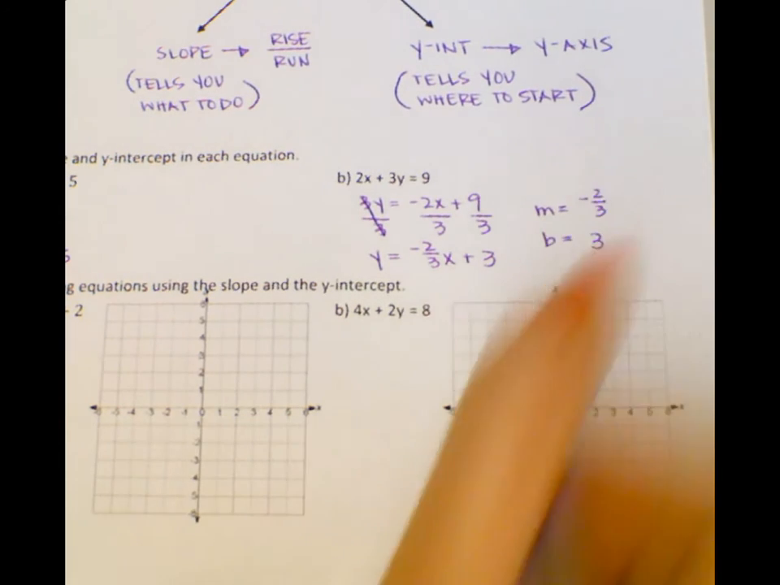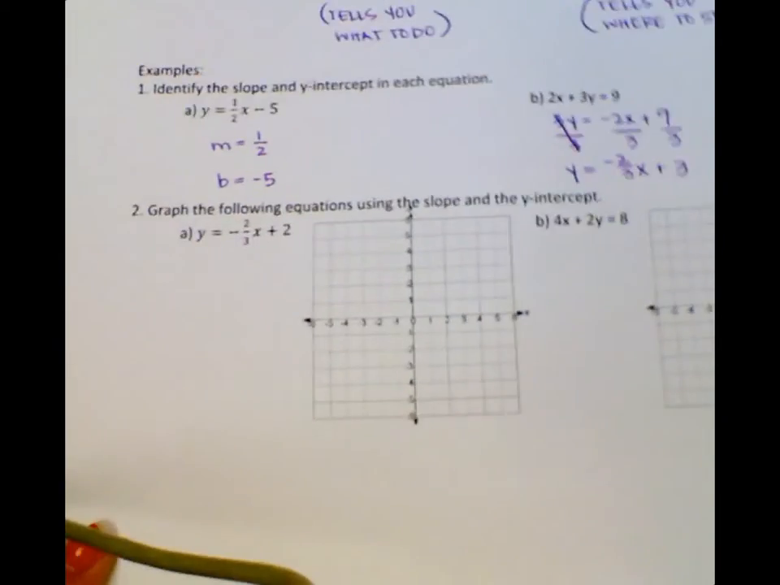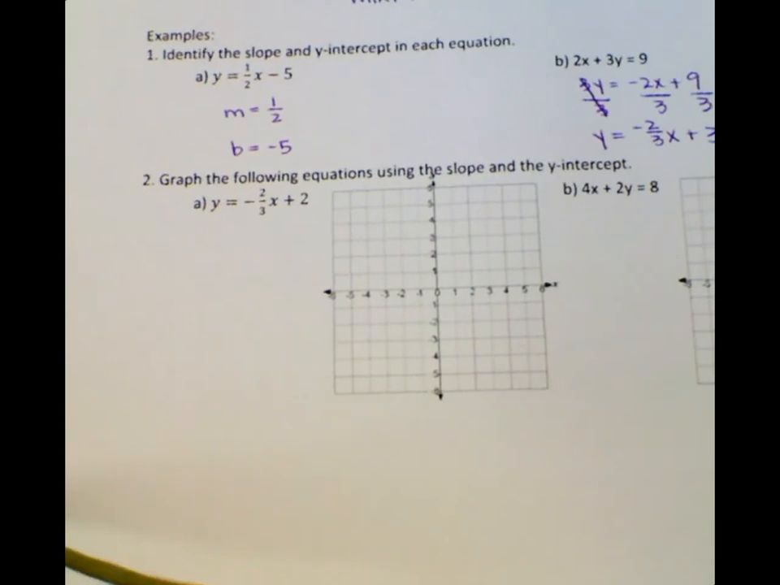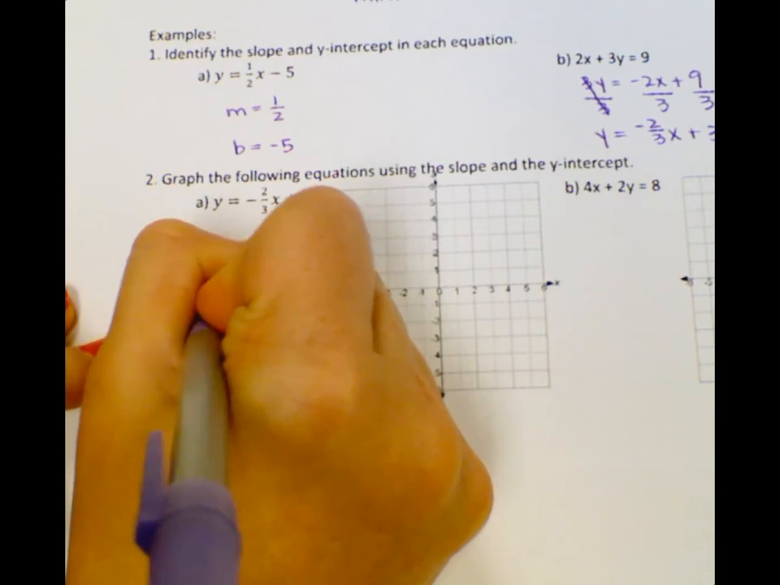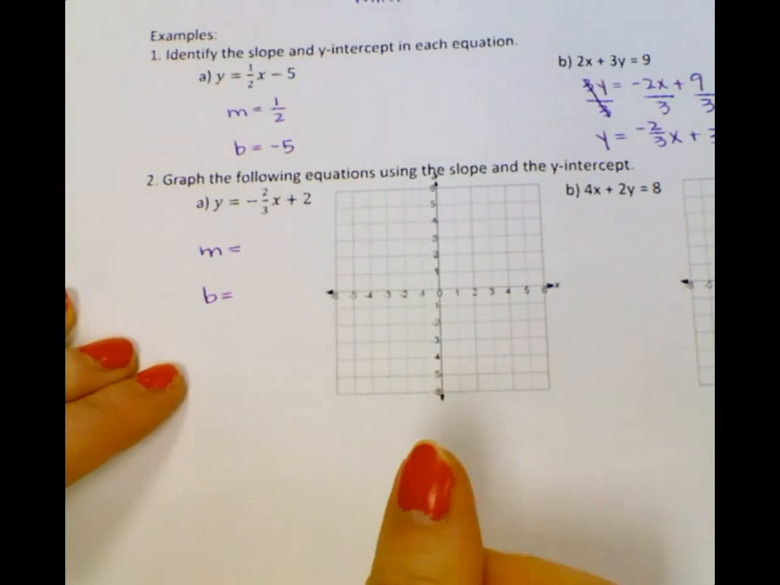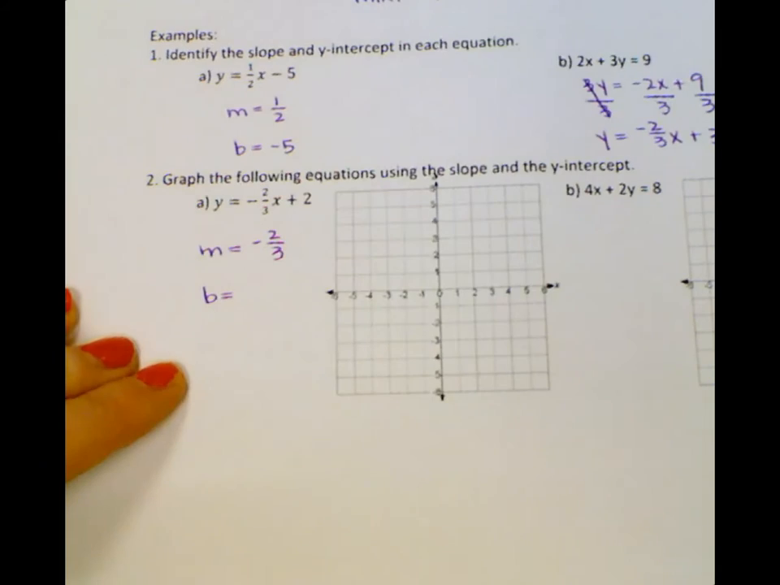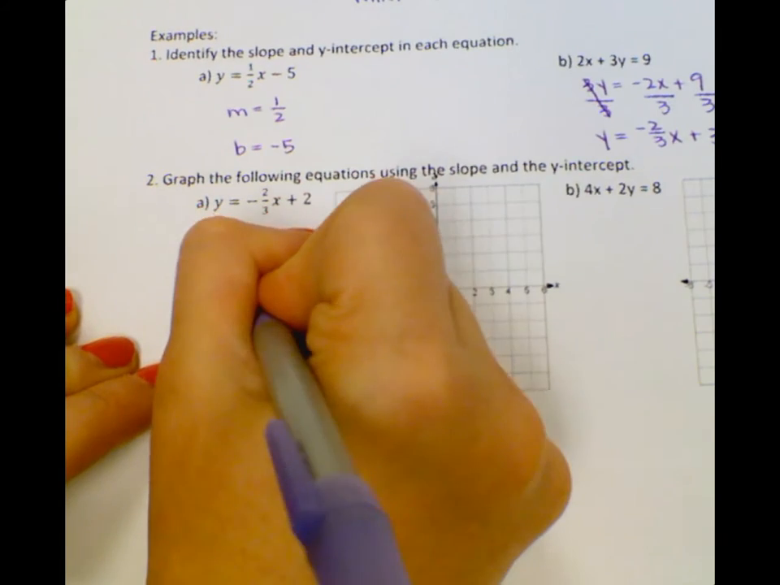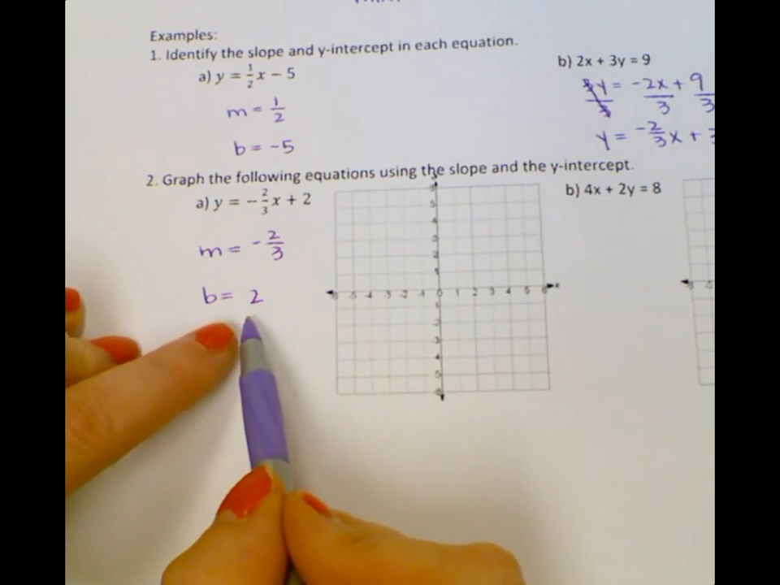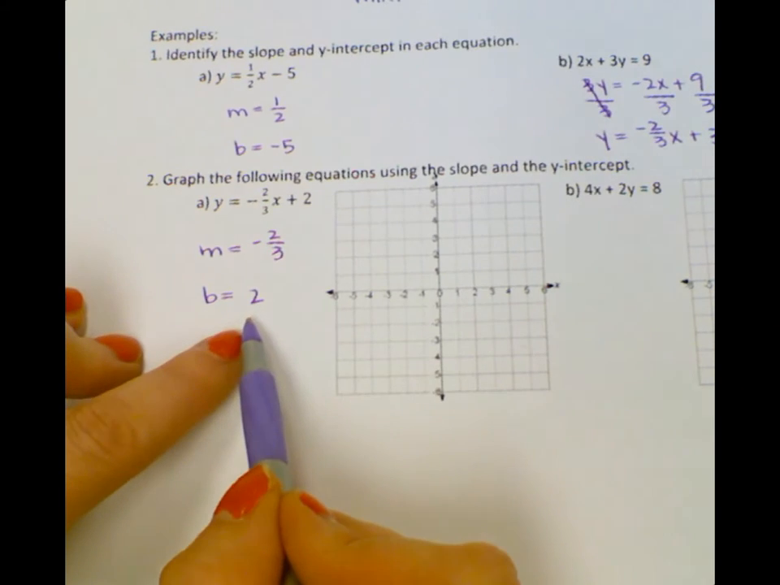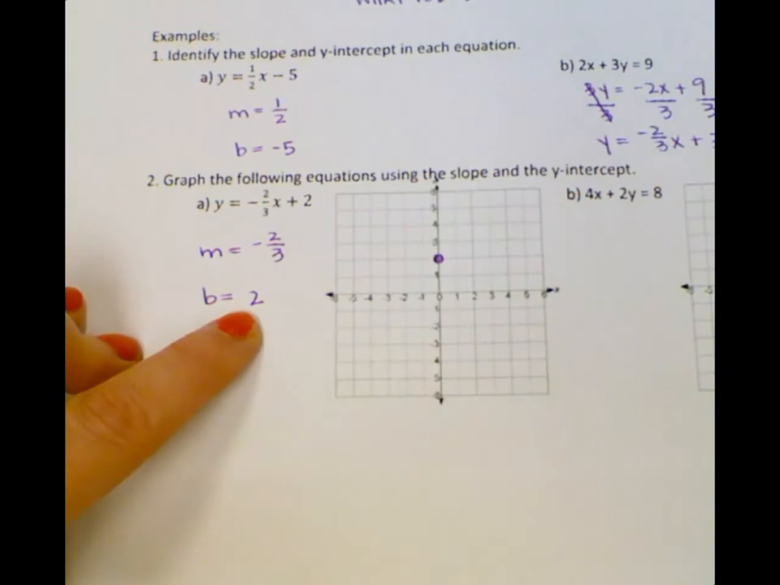Good. All right, now let's actually do some problems. So this A, again, it's in the correct form. So let's first pick out our m and our b. Who is your slope? Good. -2/3. It's always beside the x. Who is your b? 2. Okay, now remember what I set up at the top. B is where you start, and you're always starting at the y-axis. So we want a big dot on 2 on the y-axis.